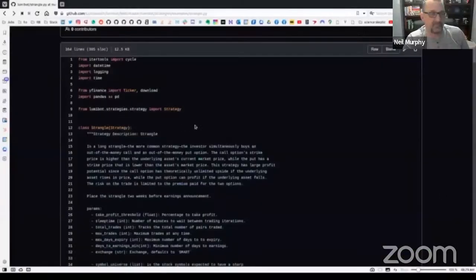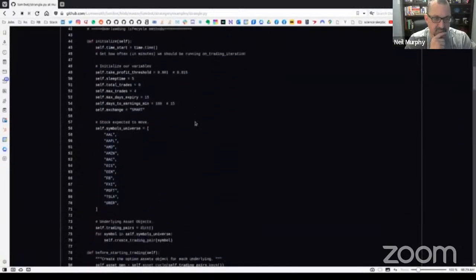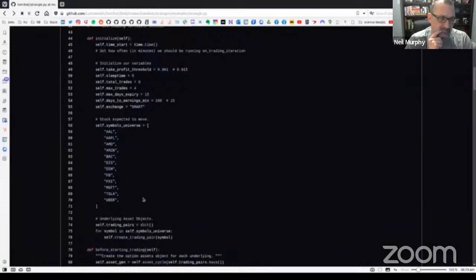So I'm going to go through reasonably quickly here and just have a quick look at some code. This is the code that's going to run the strategy. It can be found on our GitHub site, and it's under strategy examples. It's a Strangle strategy. Here's a description of the strategy. We initialize our variables. These are the stocks that we're going to use. All of these are going to be customized to the specific strategy. You can set it up any way you want.